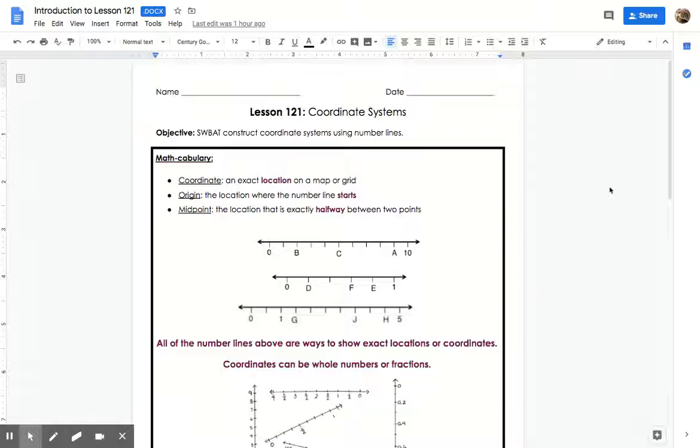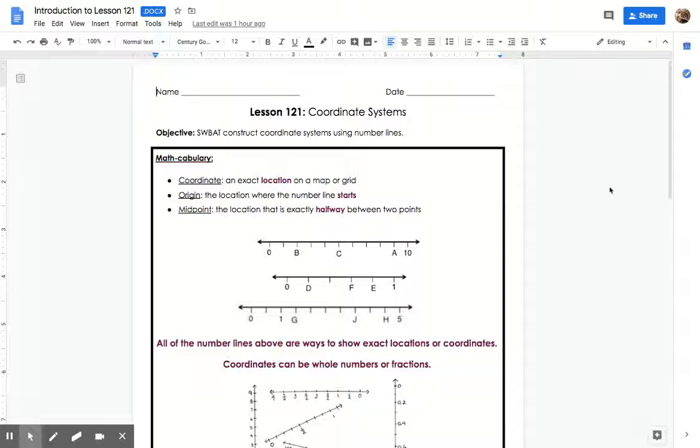I'm doing things a little bit differently today in both ELA and math. I'm showing you my screen so that you can follow along that way instead of me awkwardly holding it up. So anyways, today in math, we are starting a brand new unit where we are building something called coordinate systems. I'll tell you what that is in a minute, but basically it builds on some prior knowledge that you already have about number lines and about mapping things out to find exact locations.